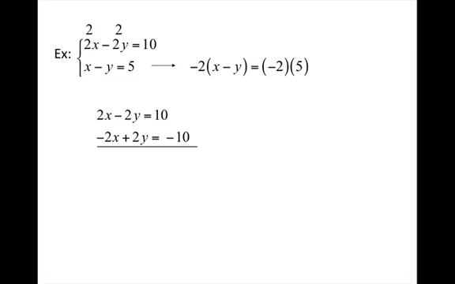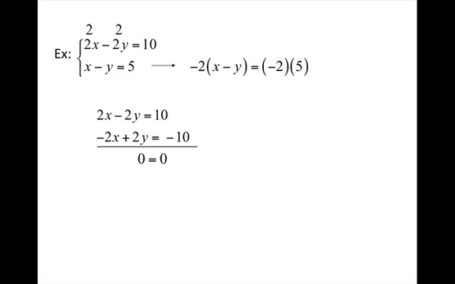So my x's are going to eliminate, but if you notice, my coefficients for the y's are also opposites, so they're going to eliminate as well. On the second side of the equation, I have 10 minus 10, which is also a 0. So I end up with 0 equals 0.